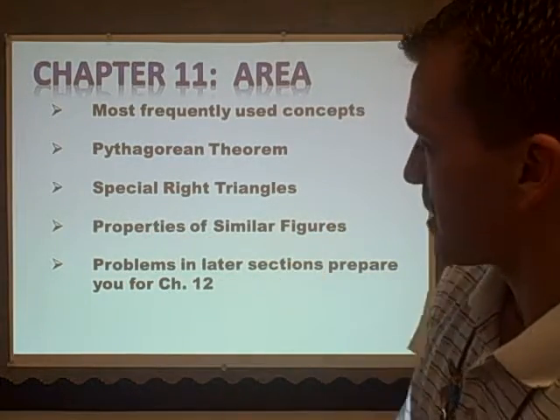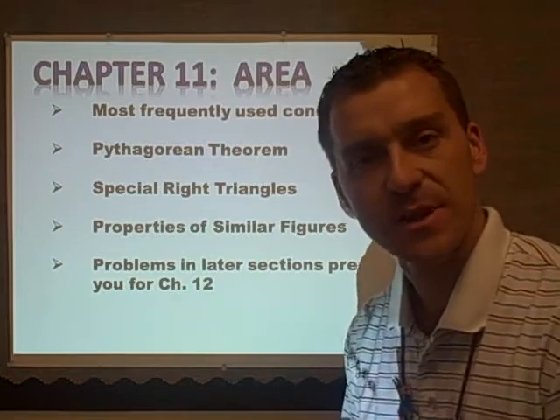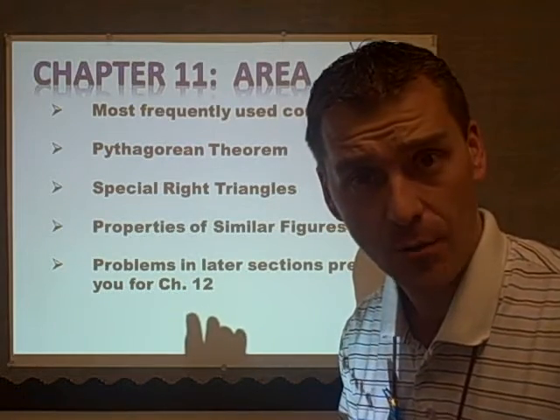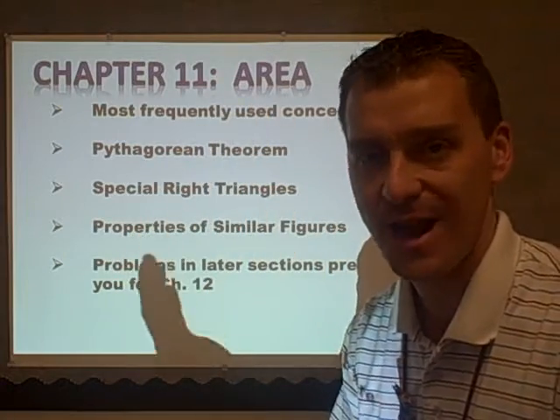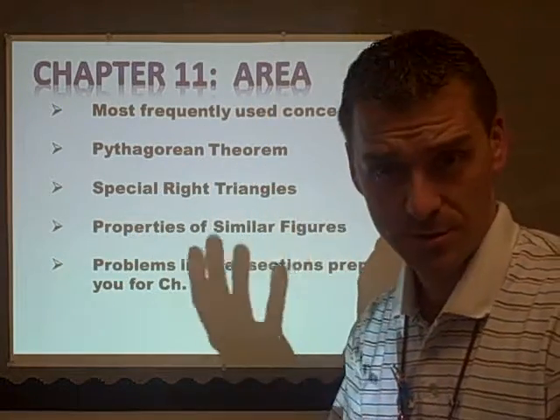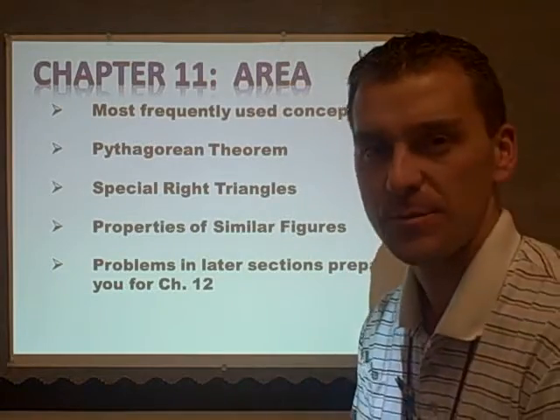Properties of similar figures. That means once we prove triangles similar, or any kind of shape, polygon, whatever, similar, it meant certain things about the ratios of their corresponding sides. Go back and look at that. Those are some things that rear their ugly head again in this particular chapter.